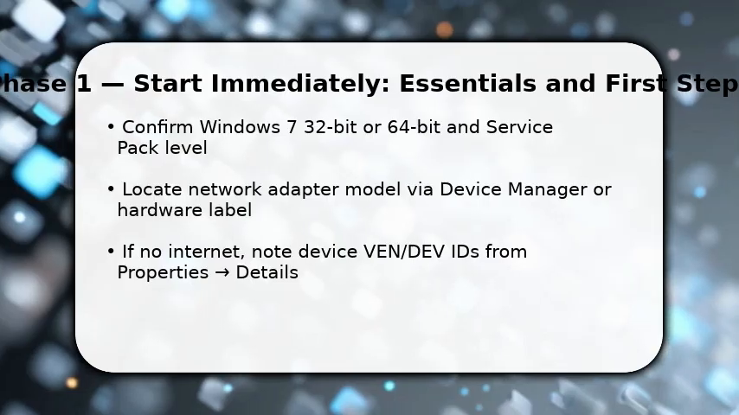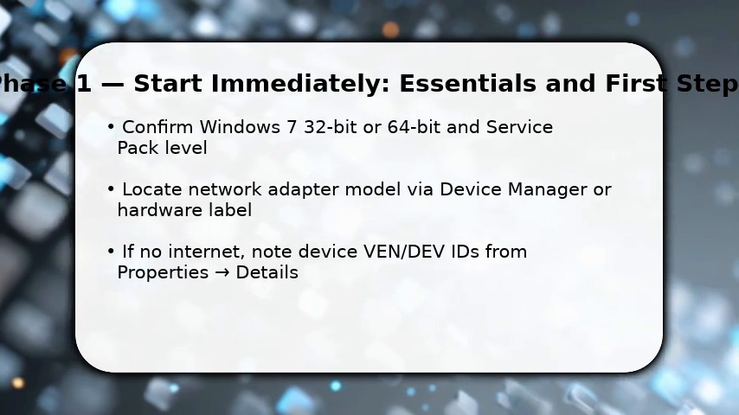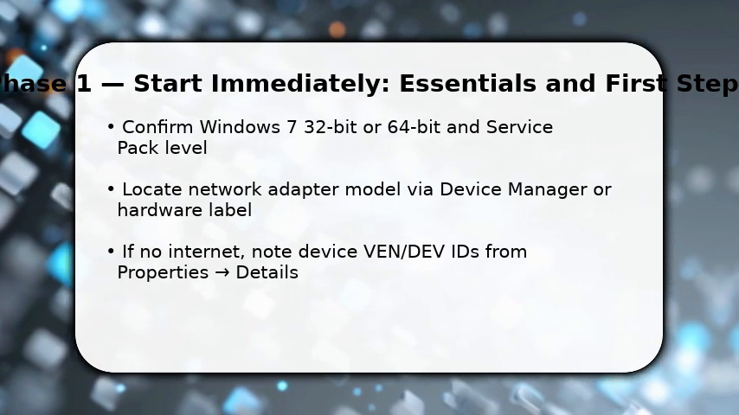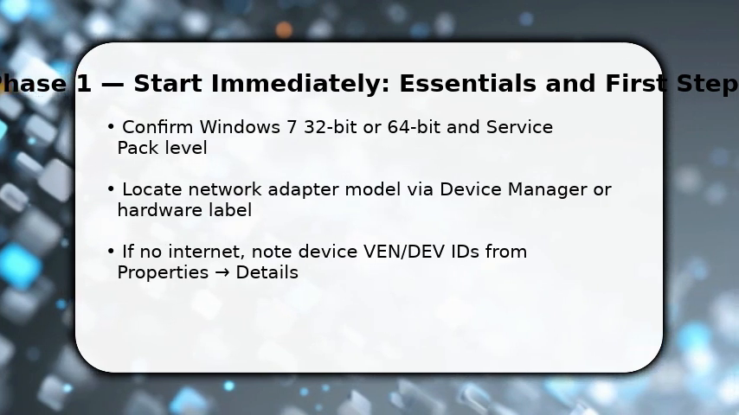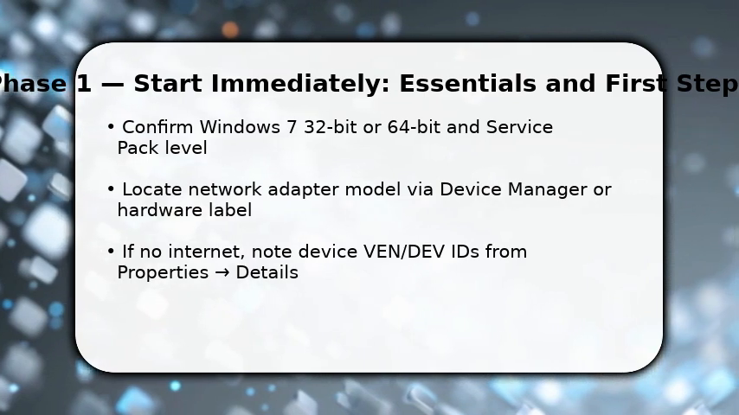You start by preparing the system and identifying the adapter. This saves time. Open Control Panel, then System, to verify the Windows 7 edition and 32-bit versus 64-bit, because drivers differ. Next, open Device Manager and find the unknown network device.